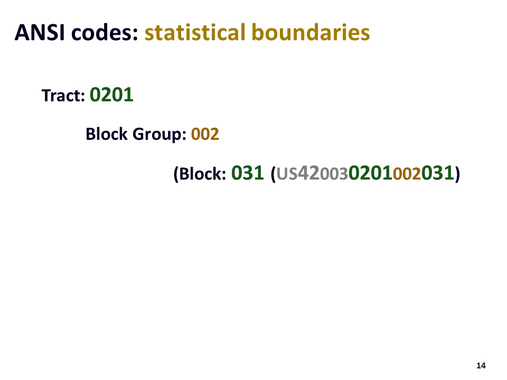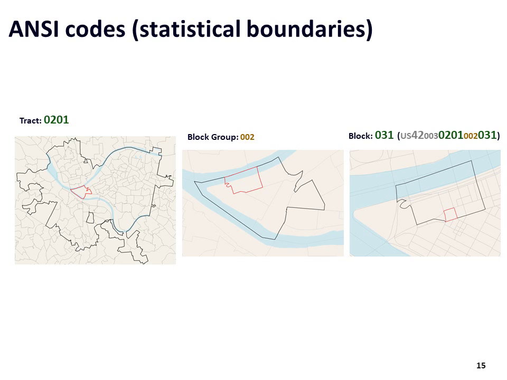So how does that work with these statistical boundaries? If we look at it a little bit further, we can have census tracts and census block groups. So, for example, the tract would be 0201, and the block group would be 002. And so you notice the numbers here in the code was US 42003, 0201, 002. And then here we have census tract, the census block group. And you can see how those numbers relate to the ANSI codes.